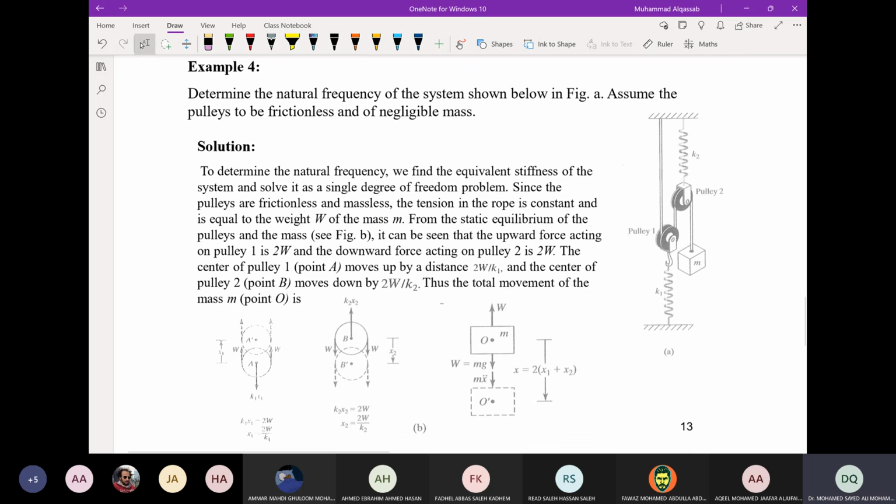Example 4, if you have no question, we can proceed.